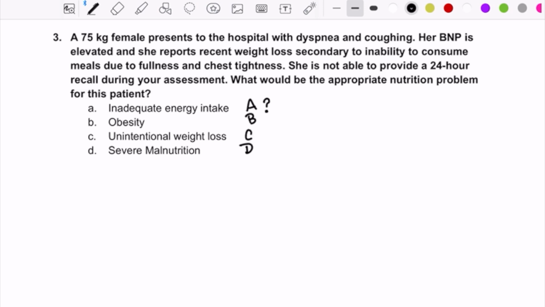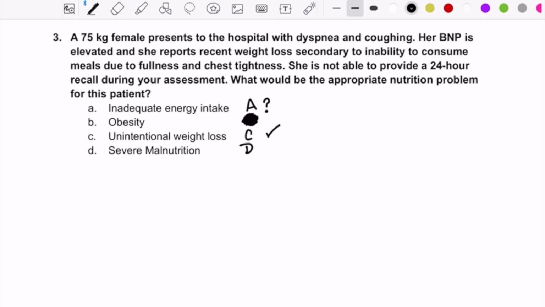B, obesity. Well, I don't know what her height is, for instance, so I can't really say what her BMI is. I don't think B would be a good fit for this, and this doesn't sound like obesity being the main nutrition problem. C, unintentional weight loss. I like this as an answer because it's directly related to something she has told me. She reports recent weight loss secondary to inability to consume meals due to fullness and chest tightness. I like this one. C.